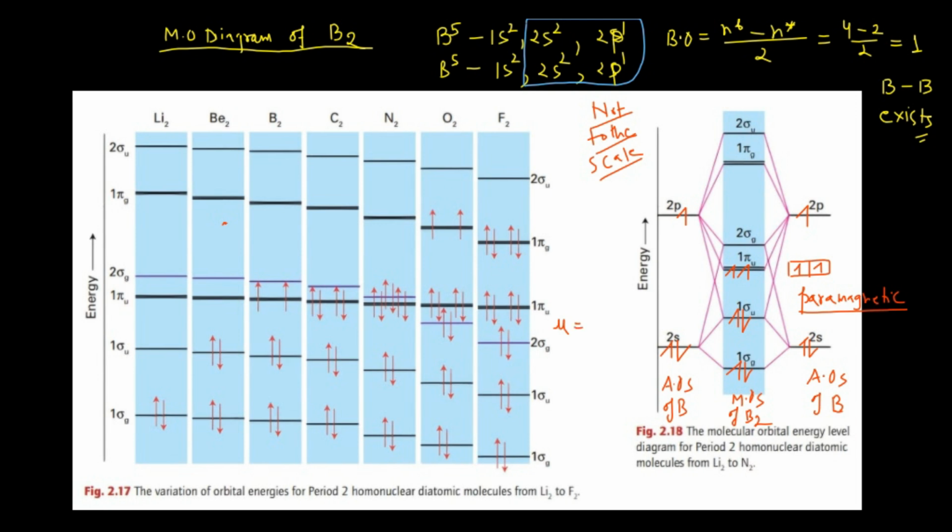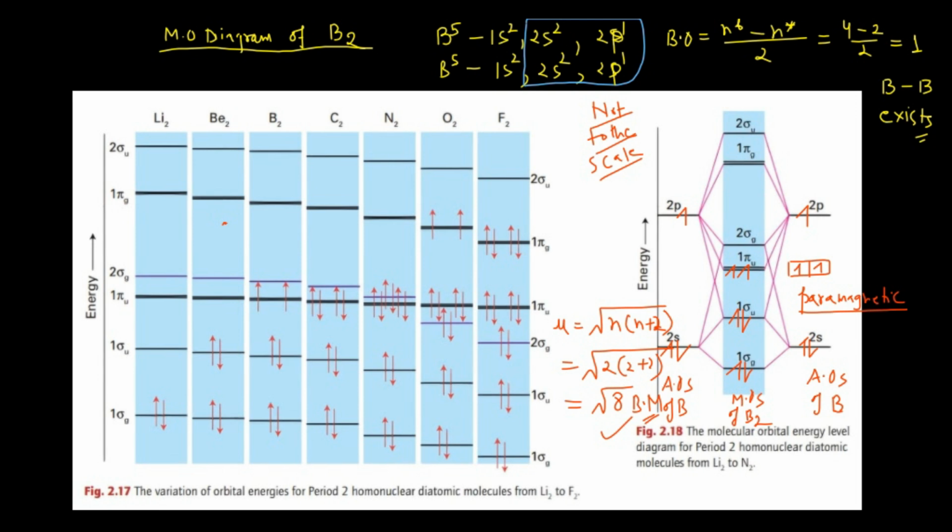If you want to calculate the magnetic moment, that equals the square root of n times n plus 2, where n is the number of unpaired electrons. So under the root, how many unpaired electrons are there? 2. So 2 times 2 plus 2, 2 plus 2 is 4, 4 twos are 8. Square root of 8 is the magnetic moment. Bohr magneton is the unit. Please remember, Bohr magneton is the unit, right? So this is the molecular orbital diagram of B2. I hope this is quite clear to you.